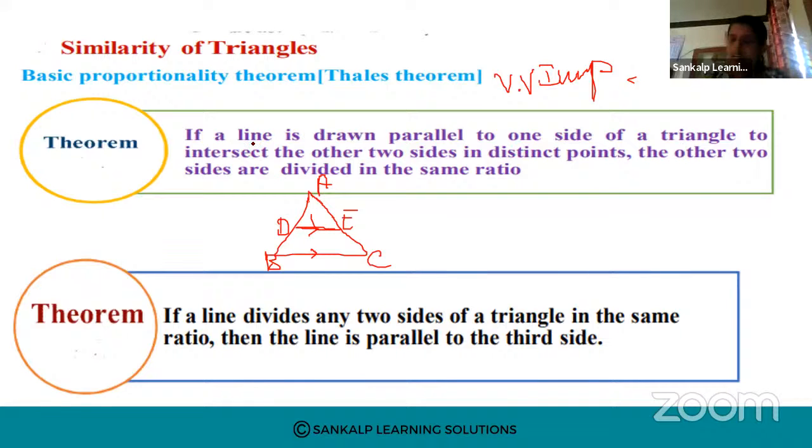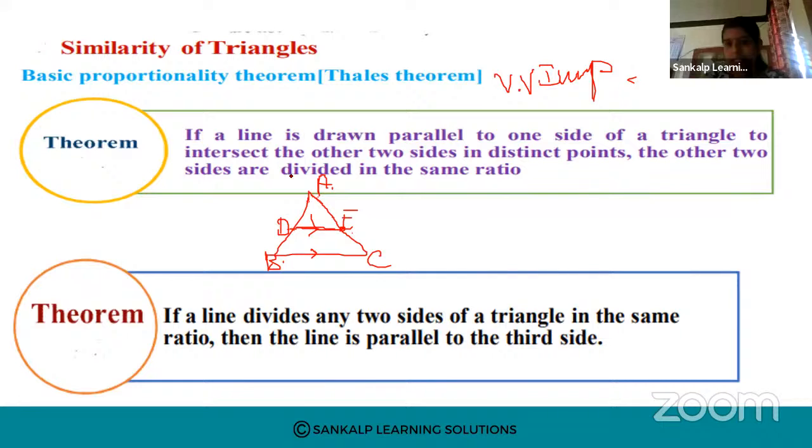Parallel to one side of the triangle to intersect the other two sides in two distinct points. Here the line intersects AB at point D and AC at point E. Two distinct points. Where do they intersect? D and E intersect AB and AC. So if this happens, then the other two sides are divided in the same ratio.